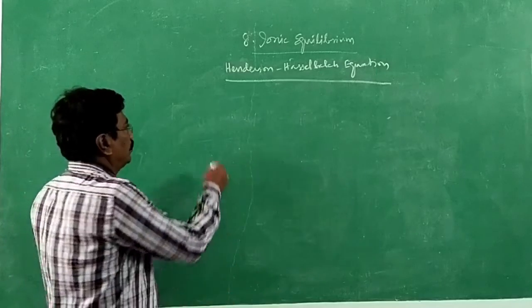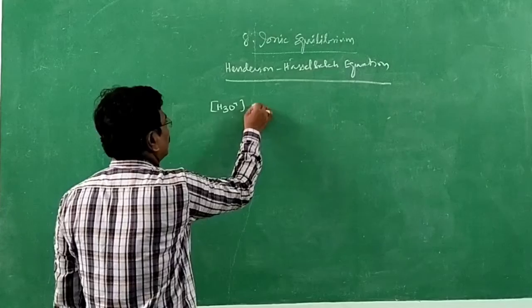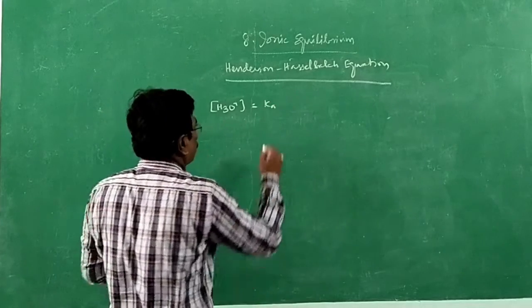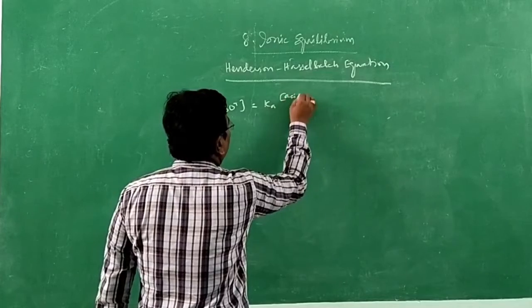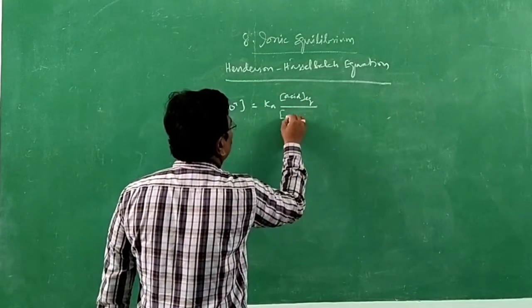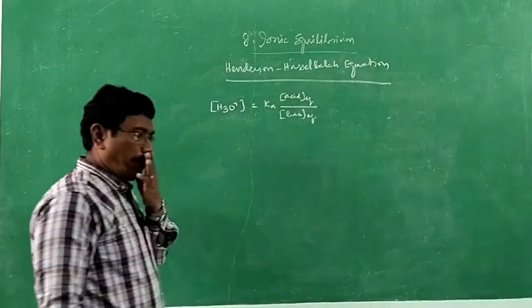Of course, we know the hydronium ion concentration of a solution is equal to the ionization constant Ka into the equilibrium concentration of acid divided by the equilibrium concentration of base. Base here refers to conjugate base. Alright.